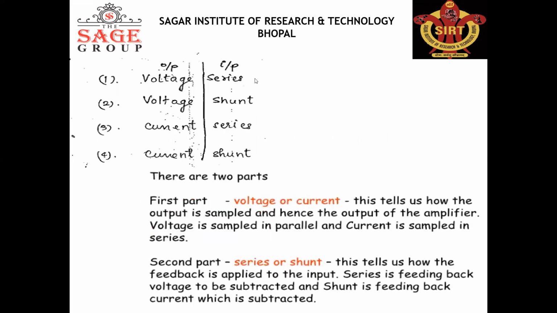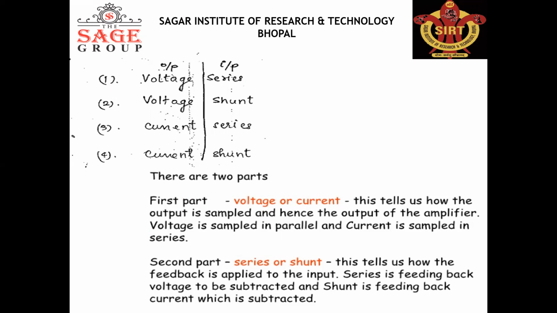As you can see, there are two common words used on the input side as well as on the output side. On the input side, two common words are used: series or shunt, and on the output side, two common words are used: voltage or current. The first part of the topology, voltage or current, tells how the output is sampled. The output of the amplifier is voltage sampled in parallel, and current is sampled in series.